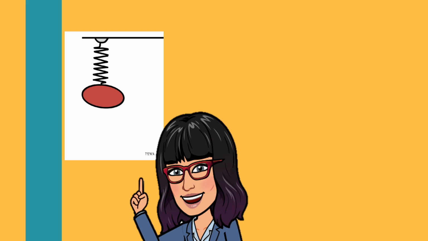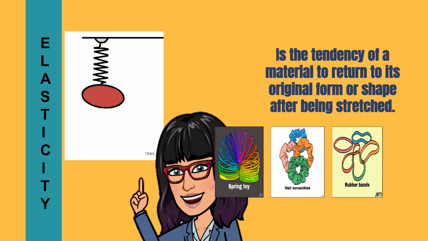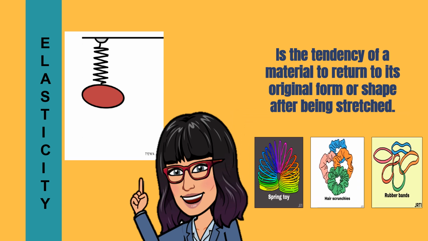What property of matter is shown? Yes, it's elasticity. Elasticity is the tendency of a material to return to its original form or shape after being stretched. Examples are spring toy, hair scrunches, and rubber bands.